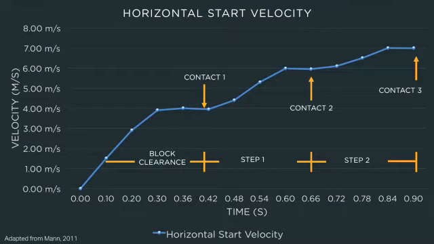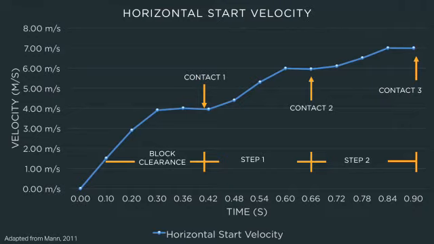And then the second foot hitting the ground to the third contact, which is what we call step 2. If we look at block clearance, this is the velocity that the person is at simply when their feet leave the ground or leave the blocks. They're already going roughly 4 meters per second. But specifically now, go to contact 3, which is at the end of step 2. What do we see there? The person's going at 7 meters per second.